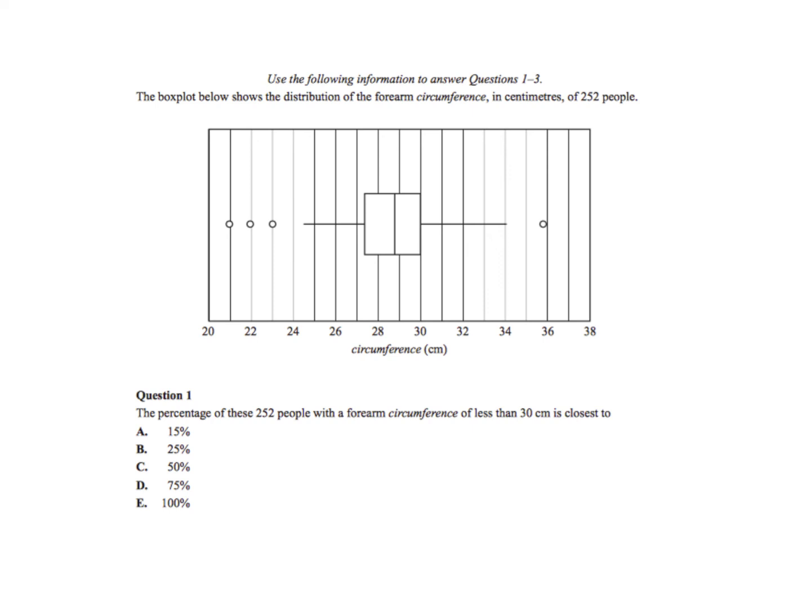Okay, the box plot below shows the distribution of forearm circumference in centimetres of 252 people. You could get a lot of questions on this. So there's something they're giving us, the total there. For the percentage of these 252 people, we know when we ask for a percentage, we've got to do the amount out of the total times 100. So we know that the total was 252.